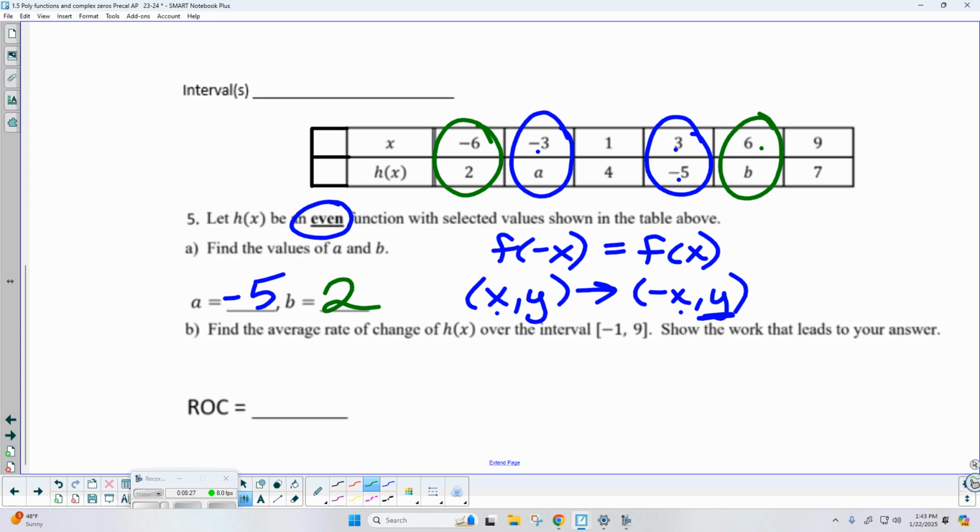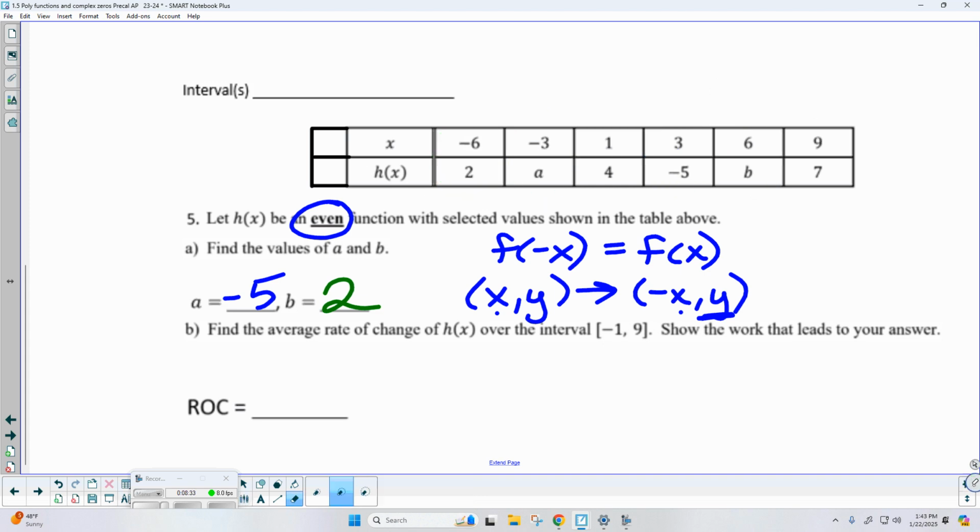Now for the average rate of change, I want to find that over the interval from −1 to 9. We know 9: if I plug that in, I'm going to get a 7, but we don't have −1 in the table. So I added a little bit over here. Using the same idea, 1 or −1, either of these will give me a 4.